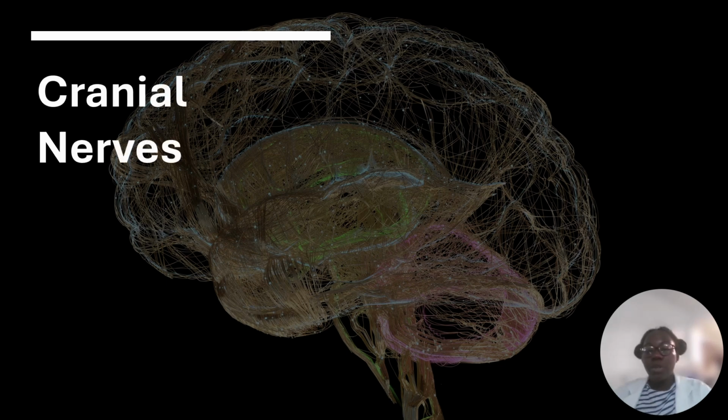Hi, in today's video, we're going to talk about cranial nerves. So we have two types of nerves based on their localization, the place that they originate from. We have the cranial nerves, and also the spinal nerves. So today I'm going to talk about the cranial nerves.